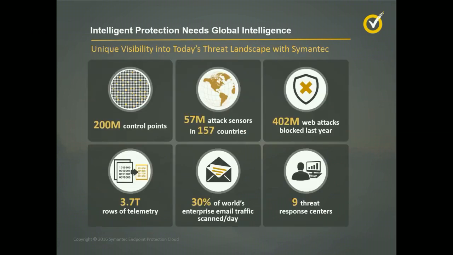In the last slide, I mentioned that Symantec Endpoint Protection Cloud is backed by Symantec's Global Threat Intelligence Network. The goal of this slide is to give you a better idea of the scale of that network you have backing the product. In fact, Symantec has the largest civilian global threat intelligence network in the industry. We have trillions of rows of telemetry from 200 million control points across 157 countries. What this really translates to is we see more and block more threats than anybody else in the industry.